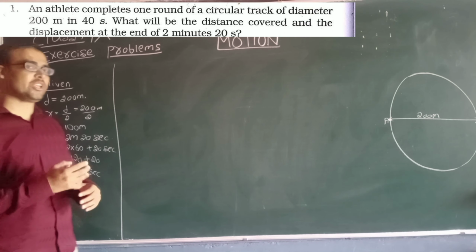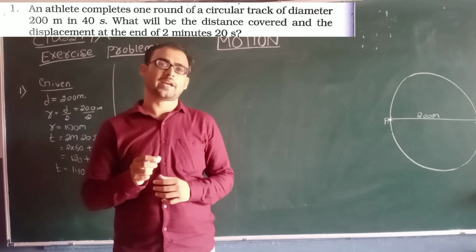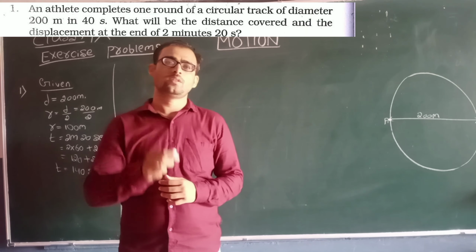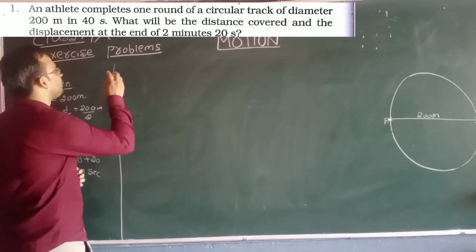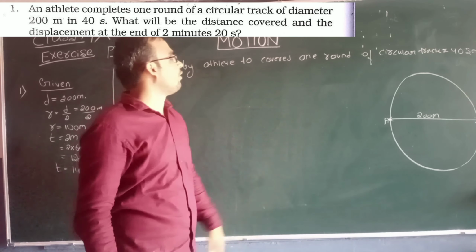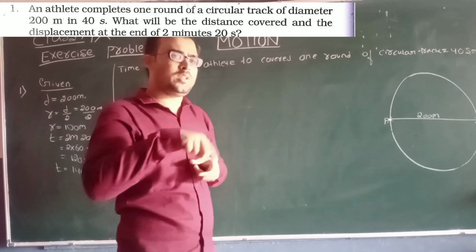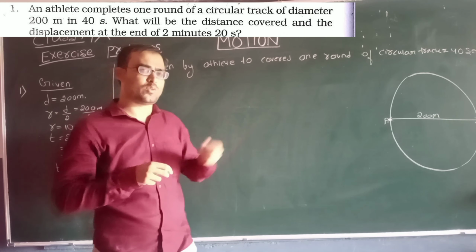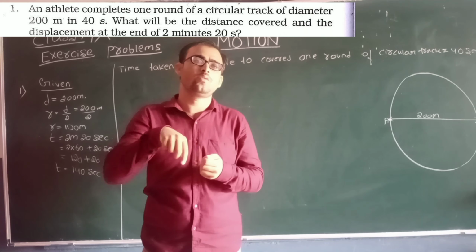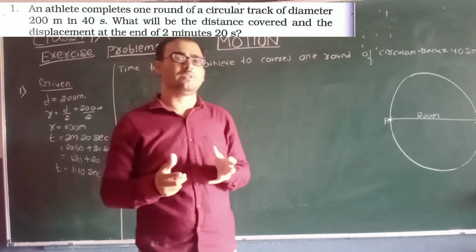So what we have to find now? Here they have given one more thing: the athlete takes 40 seconds to cover one round of the circular track. So he covers one full path one time. At that time, what is the distance covered?